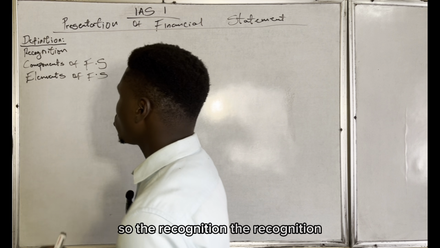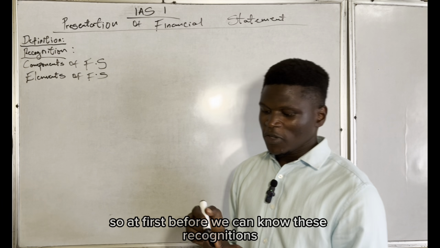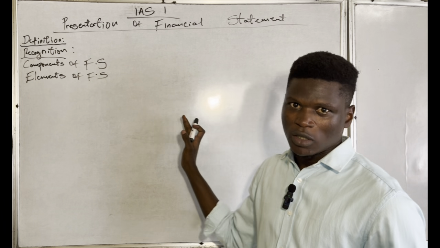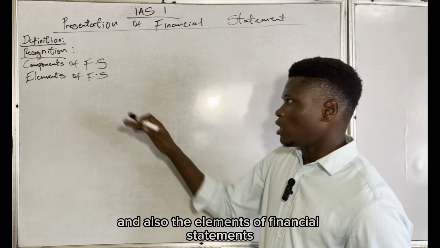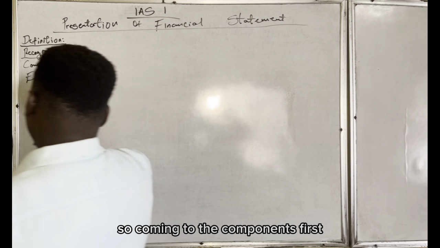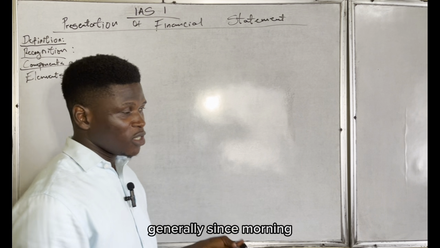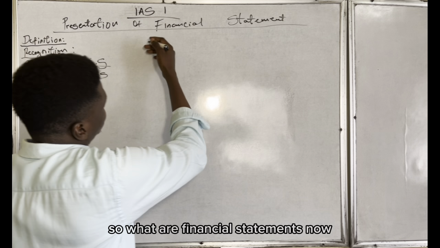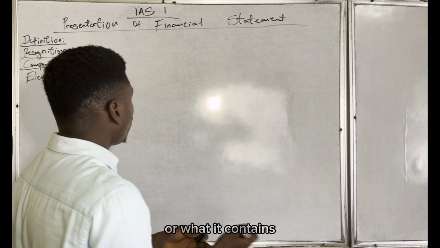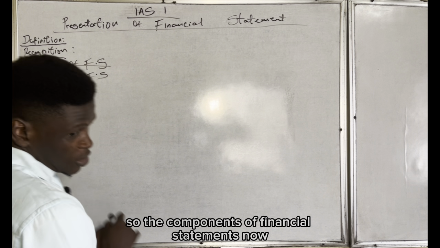So the definition has very little thing, basically. So the recognition is on each of these components. So at first, before we can know these recognitions, we should be able to identify the components of financial statements and also the elements of financial statements. So coming to the components first, we've been talking about financial statements generally since morning. So what are financial statements now? So we need to know what financial statements comprise of or what it contains. So the components of financial statements.